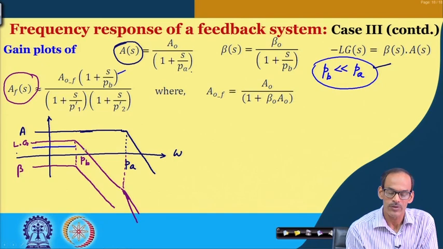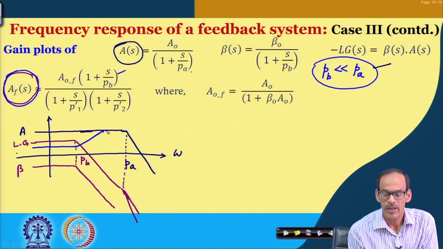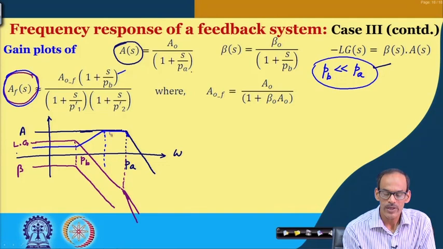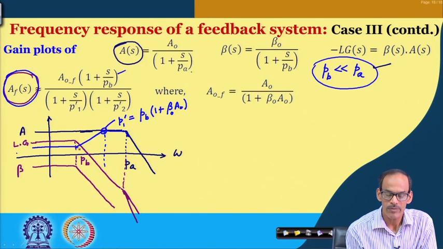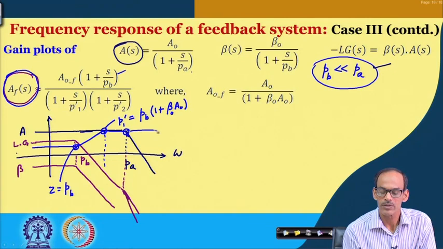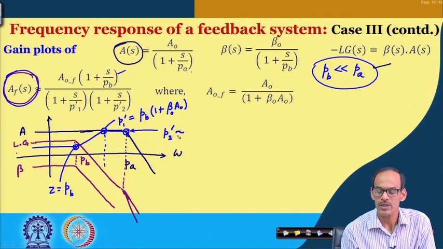So, because of this 0, it will increase. So, this is A F, and then it is having a pole, and then it is having the next pole. So, we can say that this pole, it is P 1 dashed, and that is equal to P B multiplied by 1 plus beta naught into A naught, and then it is having a 0 here, which is equal to P B, and then of course, it is having the other pole P 2 dashed, which we can say is well approximated by this P A.